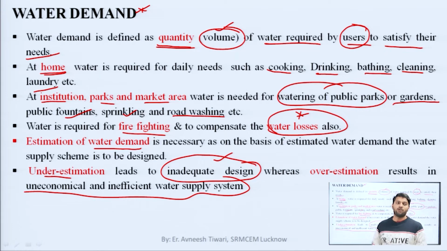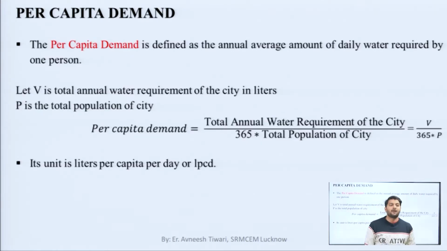If we are going to overestimate it, then what will happen? For overestimated water demand, we have to create a huge structure in respect to just the equivalent or required amount of water. So it results in uneconomical and inefficient water supply system. So these are the certain needs and basics of water demand.